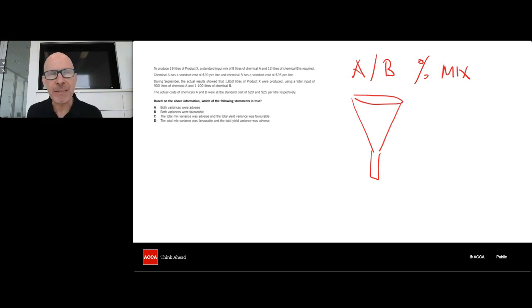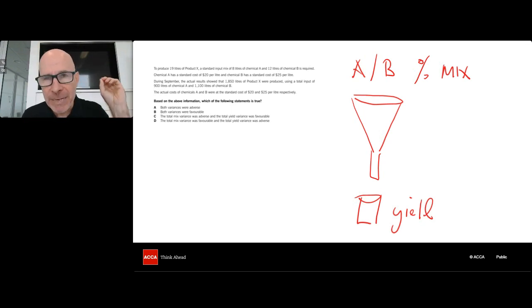Yield variance is about the output. Did the inputs yield the expected outputs? So when you're studying the variances, people, it's very easy to get lost in the calculations. But I want you to always step back, make sure you can interpret the variances. Can you explain what they mean? You're going to get a large percentage of marks for interpretation.